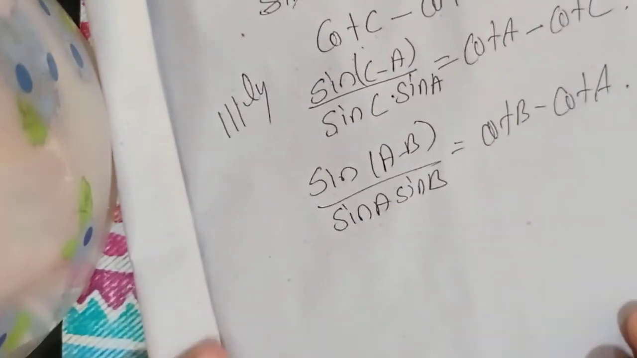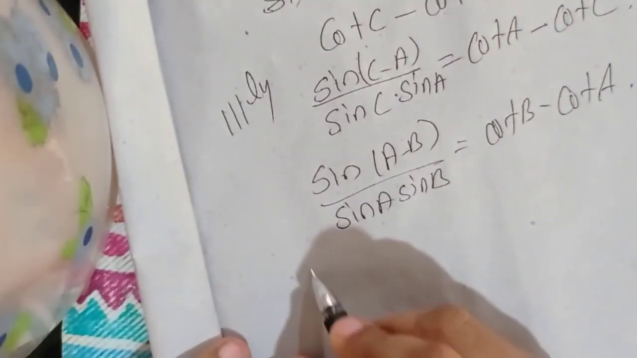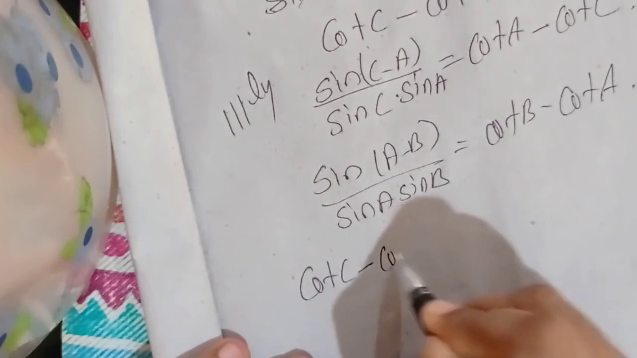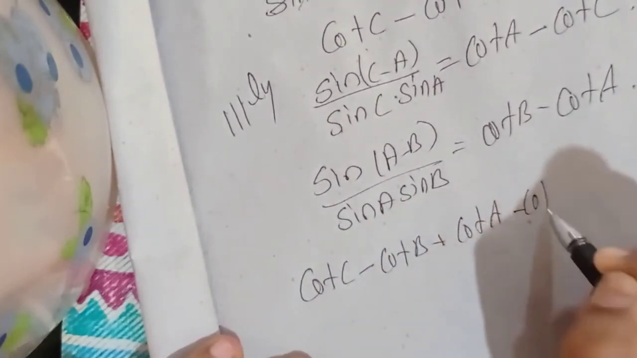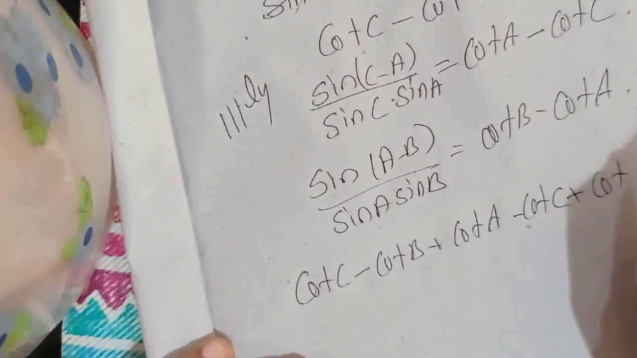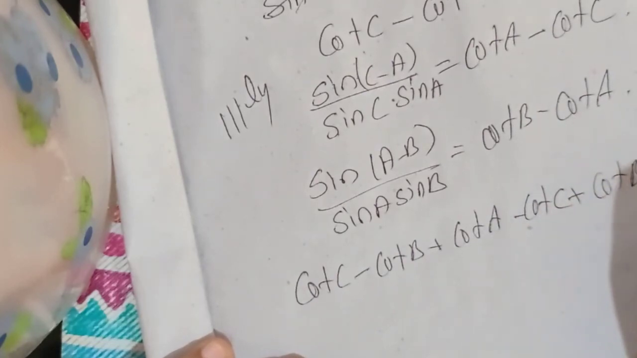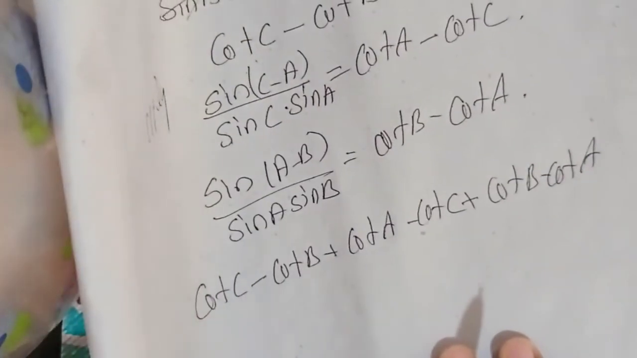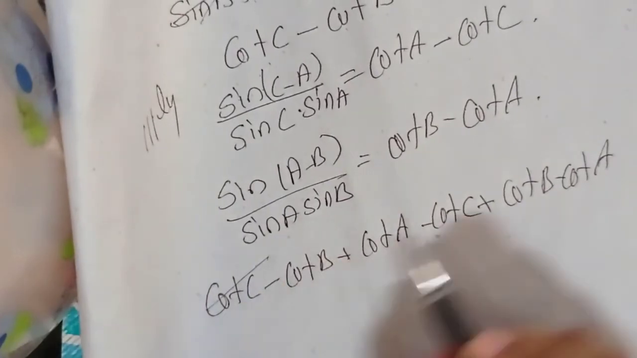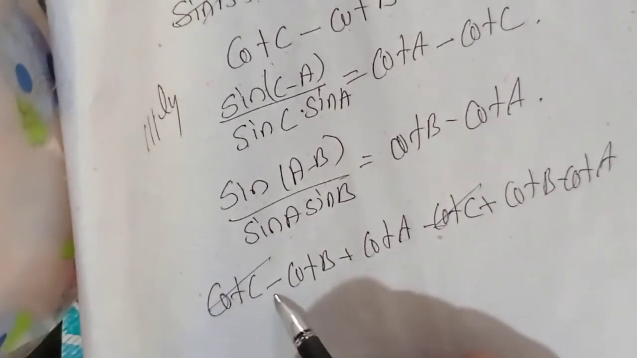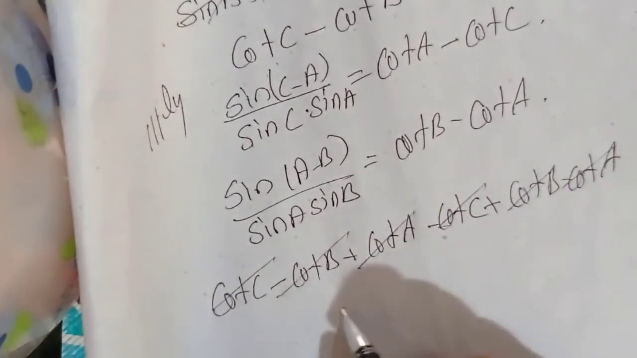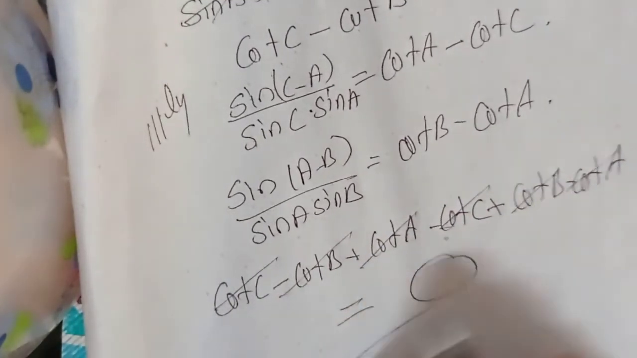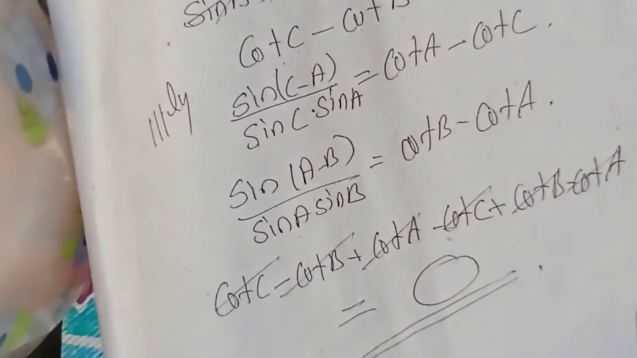Then repeat the question and substitute. You will get cot c minus cot b plus cot a minus cot c plus cot b minus cot a. Cot c minus cot c cancel, minus cot b plus cot b cancel, plus cot a minus cot a cancel. The final result is 0.